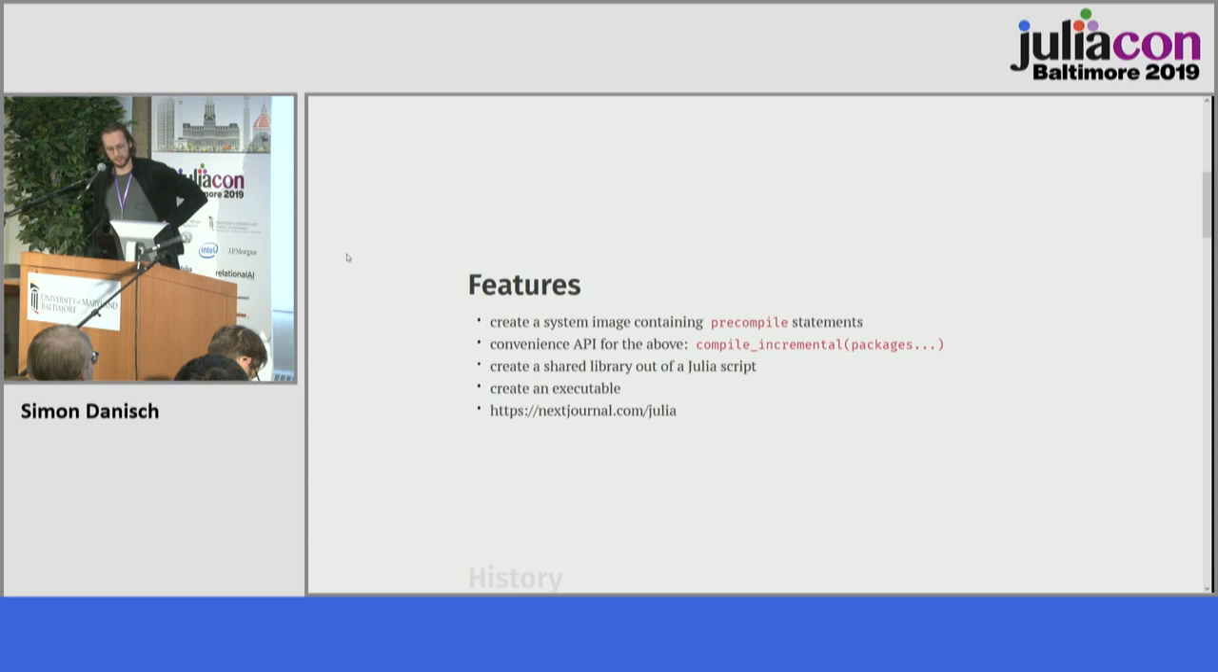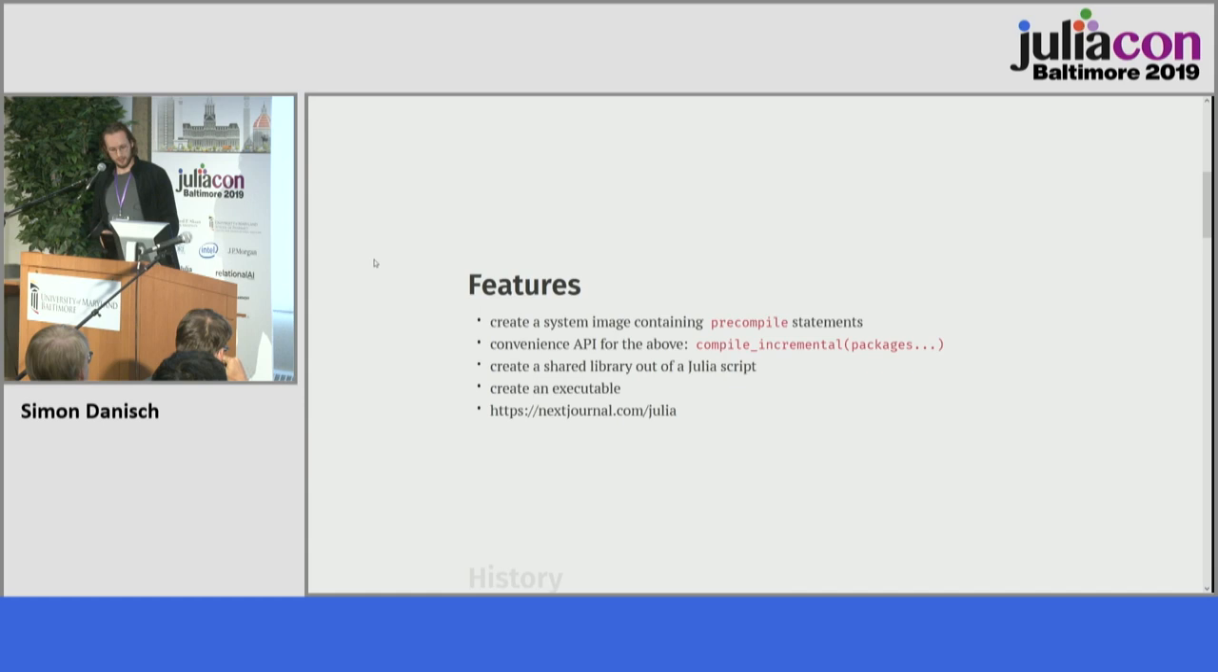You can also use it to create a shared library out of your Julia script or create executables. We at NextJournal use it to create quite a few Julia images that are precompiled without compilation time overhead. You can find them under this URL. So there's one for Flux and for some data science, for Query.jl, I think we have an image, and for Plots. You can just remix those and get started with almost no compilation overhead.